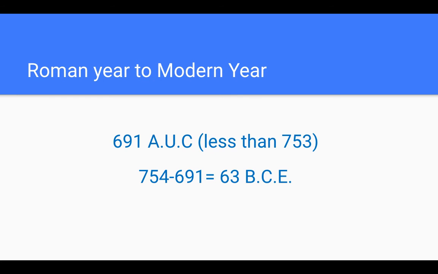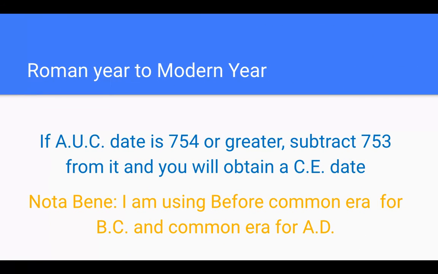Here's an example. 691 AUC is less than 753. So 754 minus 691 will get you 63 BCE, the same year as the consulship of Antonius and Cicero. If the AUC date is 754 or greater, subtract 753 from it, and you'll obtain a CE date. Nota bene, I'm using before Common Era for BC and Common Era for AD.